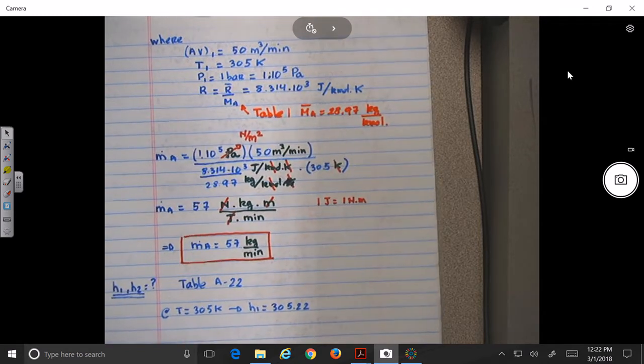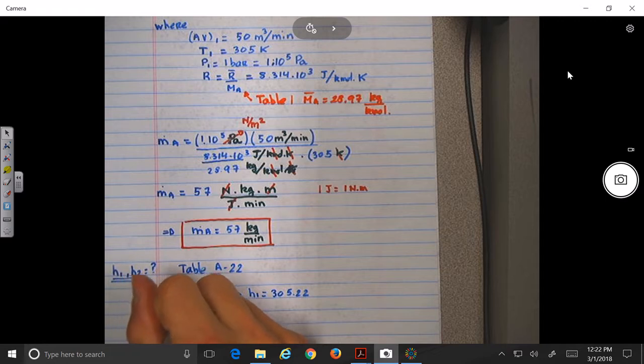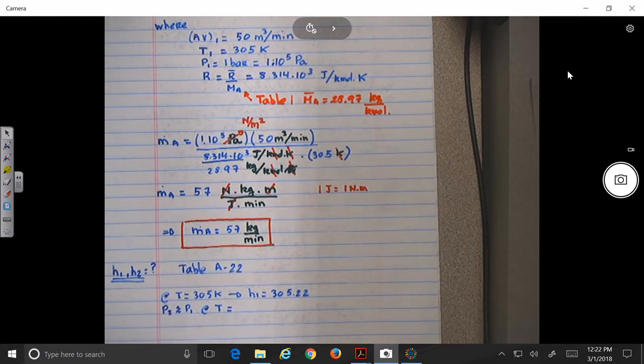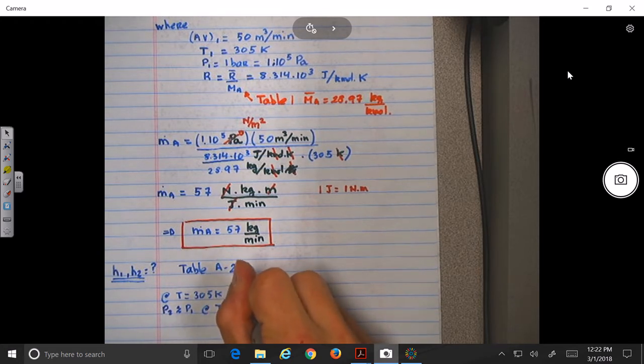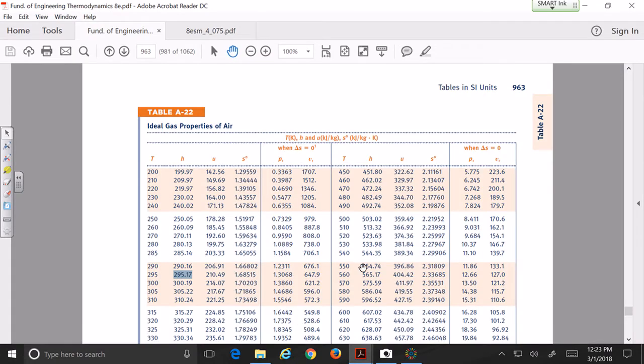So I can say here, assuming P2 almost equal to P1 at T equals 295 Kelvin, H2 is equal to what? 295.17. And the units of this should be kilojoules per kilogram. All right, so we have this.